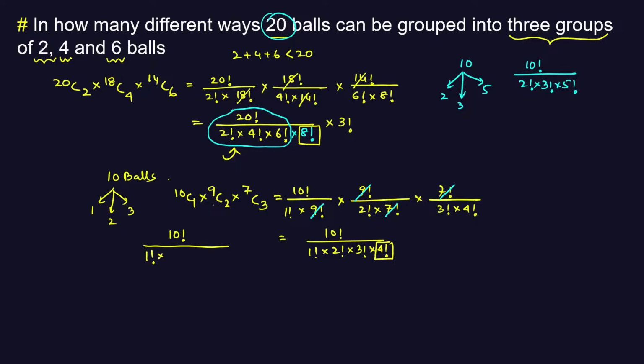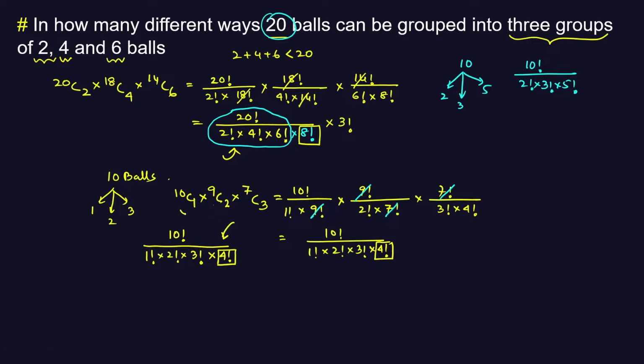The second group consists of 2 balls, factorial 2. The third group consists of 3 balls, factorial 3. And unknowingly, the remaining 4 balls will form a group. So in that case also we have to divide it by factorial 4.